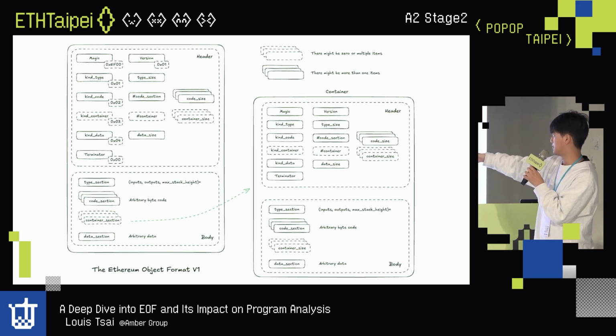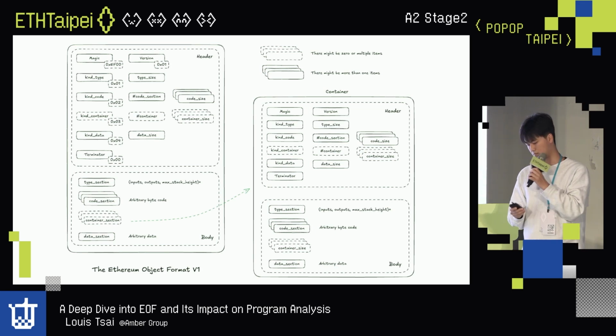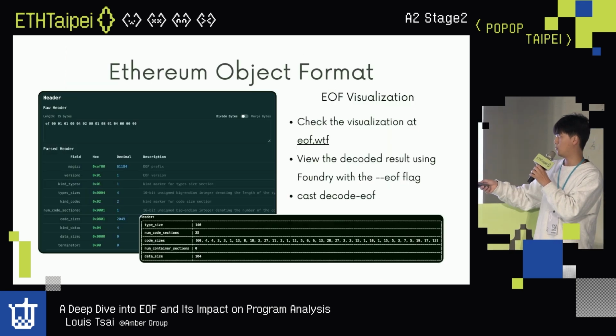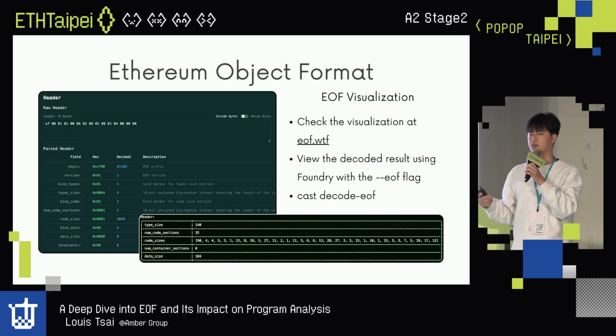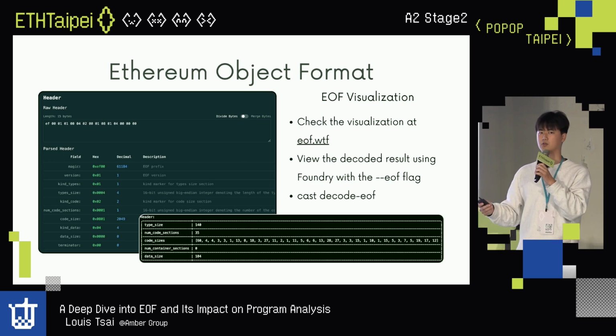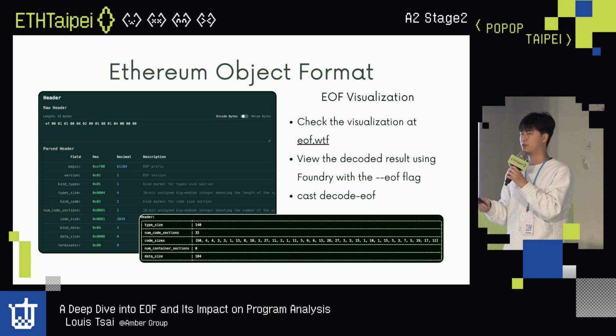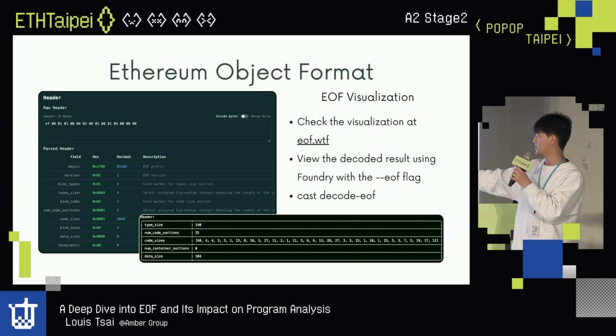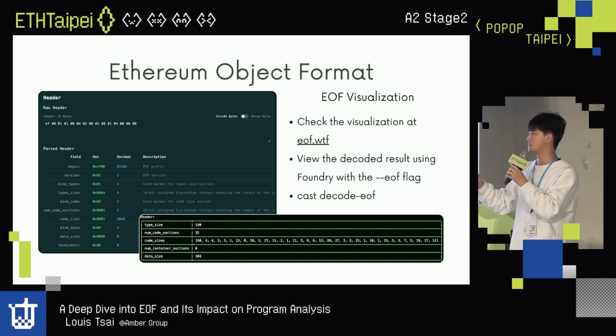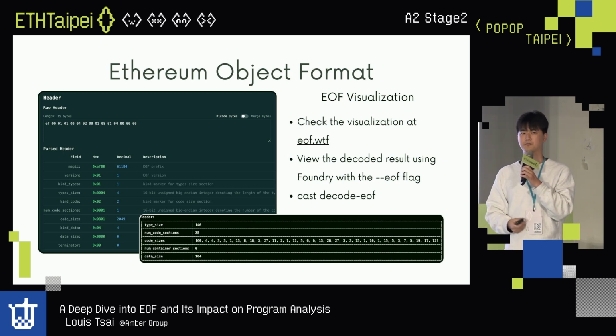And there is a terminator that separates the header section and the body section. If you want to visualize the EOF bytecode layout by your own, you can use this website, EOF.WTF. You could pass your bytecode in the website, and it will decode the metadata in the header section and decode each section for you.